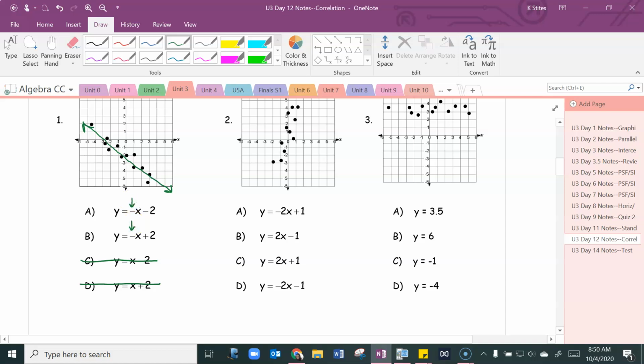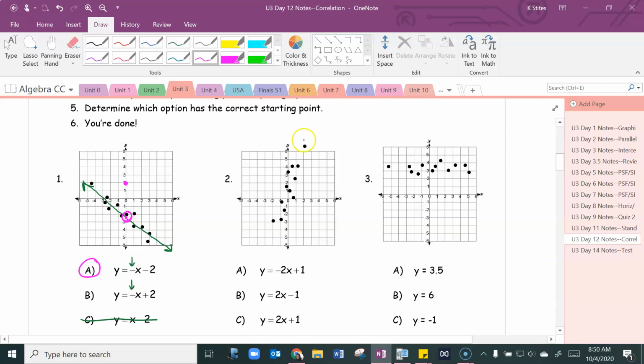Again, that number with x. And then finally, I'm going to look and find where my starting point is or my y-intercept. It's down here around -2, somewhere around there. So that would be letter A, because letter B has a +2, we certainly do not go through that point up there.